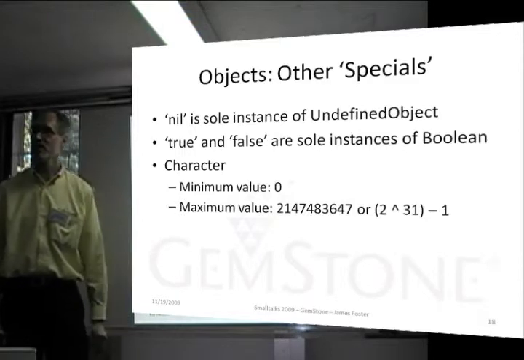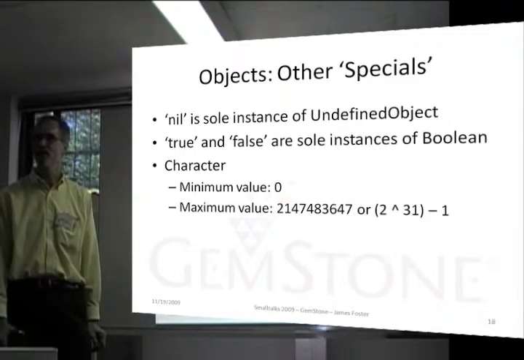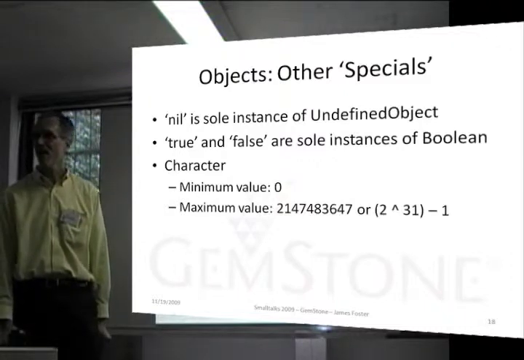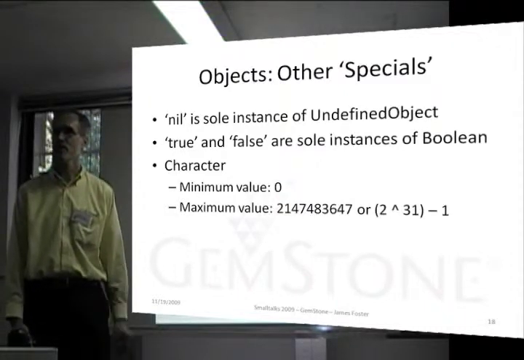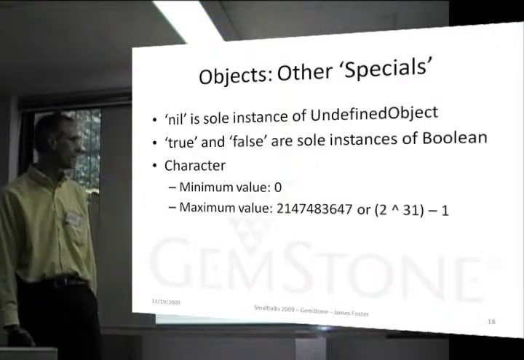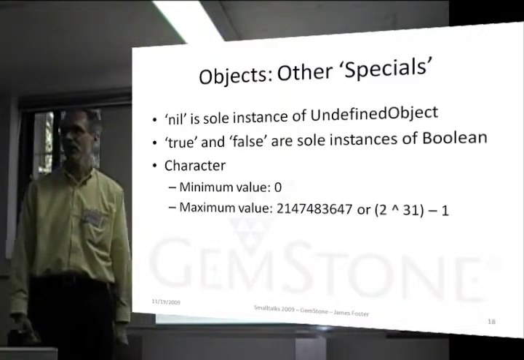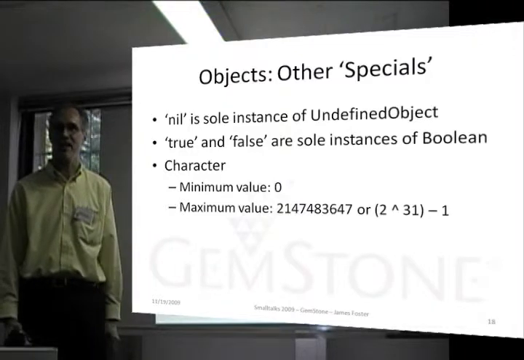Nil is the sole instance of UndefinedObject. That's stored directly in an object pointer. True and false are stored directly in the object pointer, so we don't have to go look them up. Characters from 0 to 2 to the 31st minus 1 are stored directly in the object pointer.